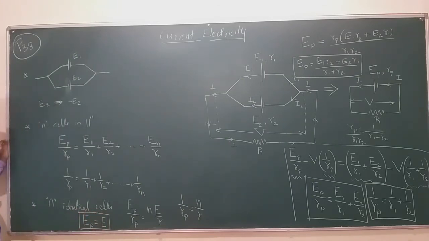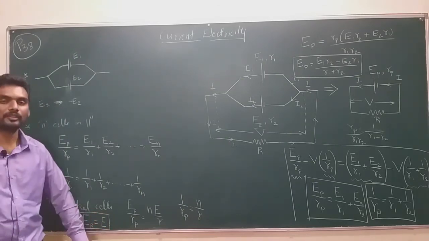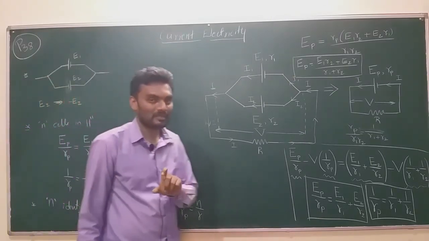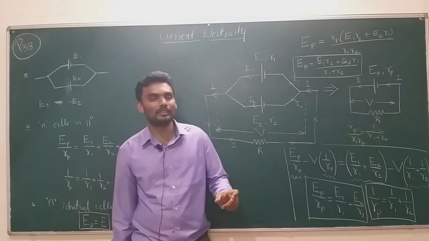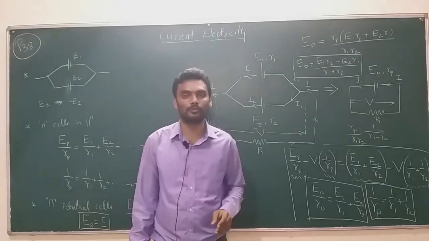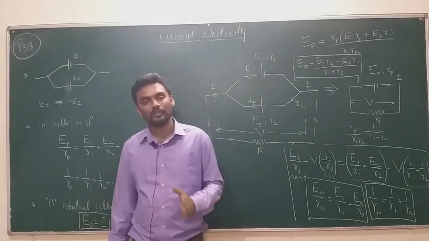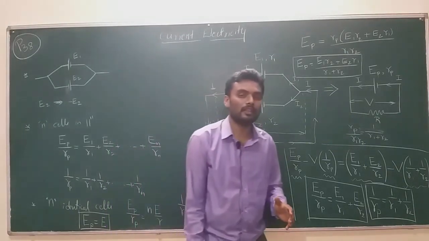This is one of the important results, and we did a similar result for the series combination, n identical cells connected in series, the previous one. Clear with this? So this is about combination of cells in parallel.